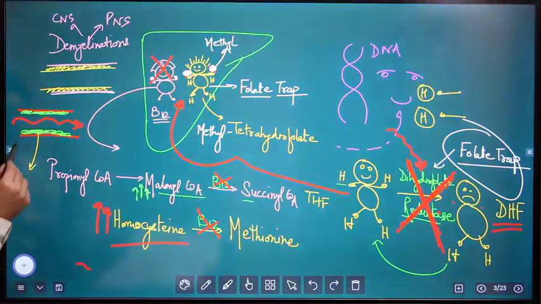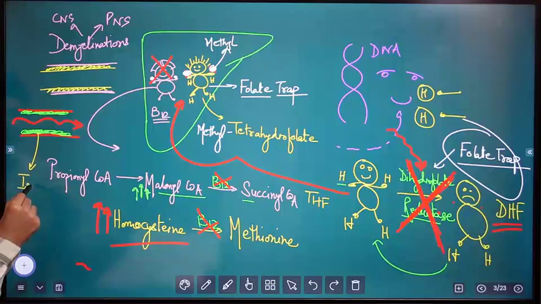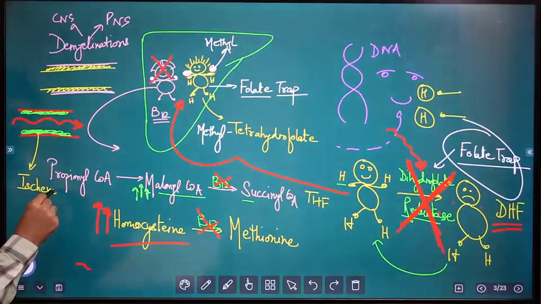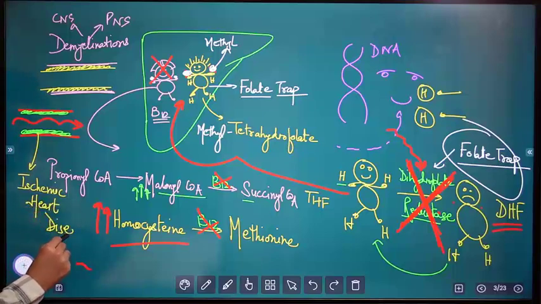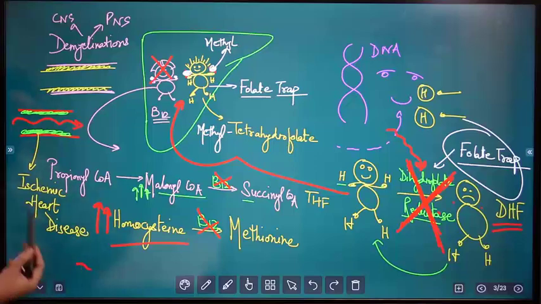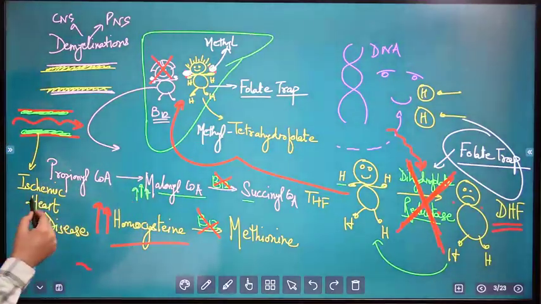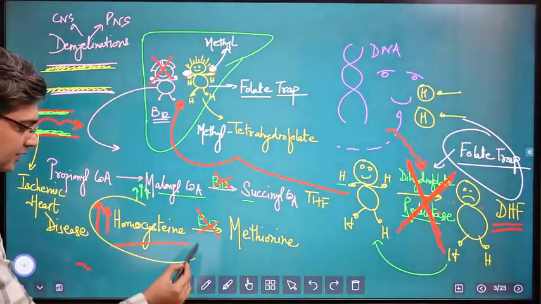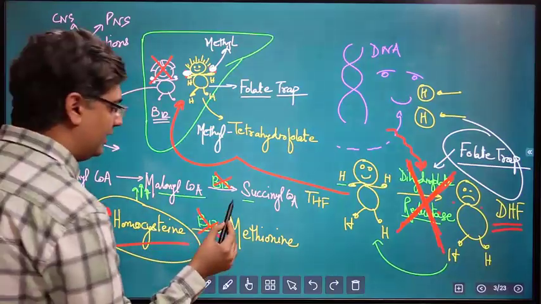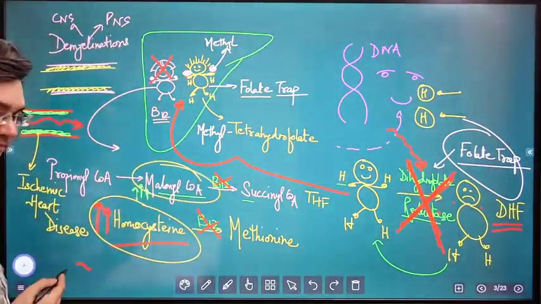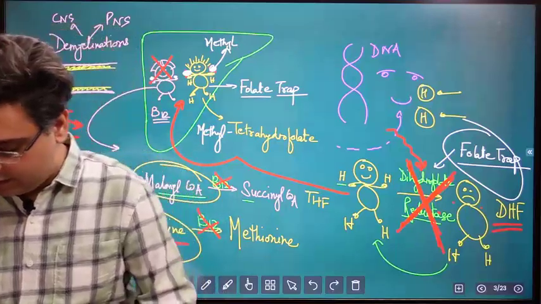When this homocysteine gets deposited, atheromas can develop, and this can result in ischemic heart disease. So you see, two very important troubles are happening, one with the heart and the other with the brain. With the heart, you have this homocysteine which is getting deposited, and in the brain, the CNS and the PNS, you have this malonyl coenzyme A which is being deposited.